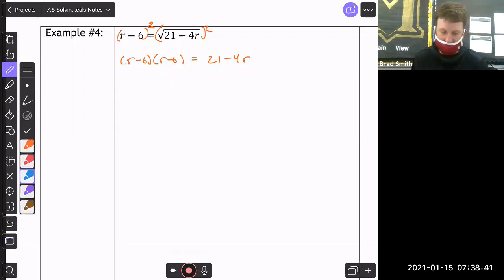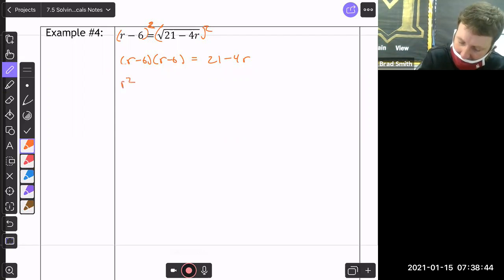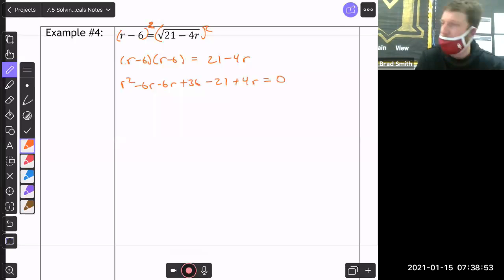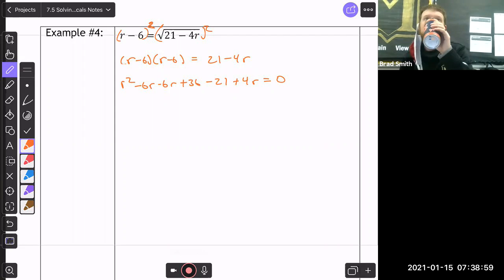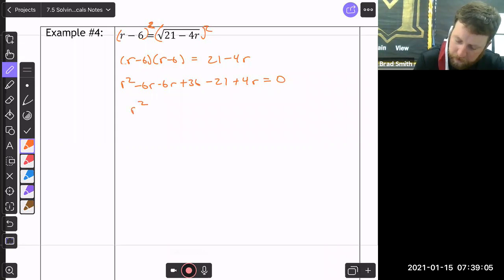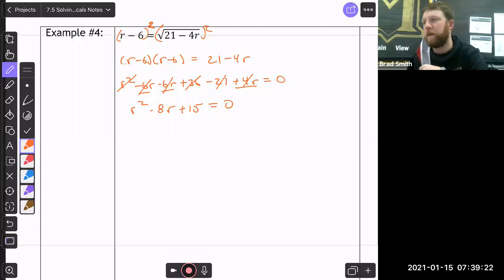So now when we start simplifying, if I FOIL this, I got r squared minus 6r plus 36. I'm going to go ahead and bring these over. So minus 21 plus 4r is equal to 0. So I FOILed the first part and moved everything to the left side. Now I'm going to combine like terms. So r squared is there. Minus 6 is minus 12, and then plus 4 is minus 8. 36 minus 21 is 15. And I have my quadratic equation here.